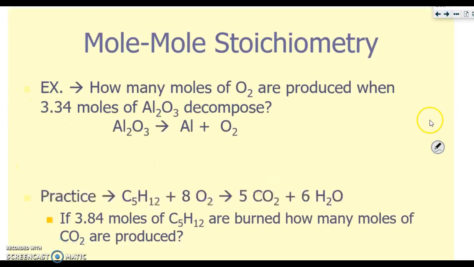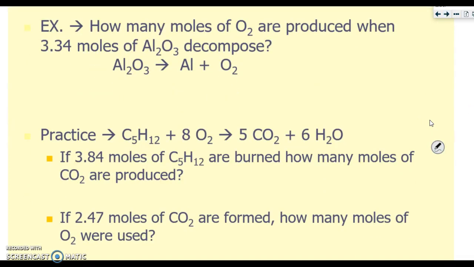So let's do this practice problem. The first thing you want to do whenever you do any type of stoichiometry problem is make sure you have a chemical reaction of some sort. If there is a reaction, it's going to be some form of stoichiometry. And then a lot of times you have to balance that reaction. I'll do that for you here. And then use the balanced equation.